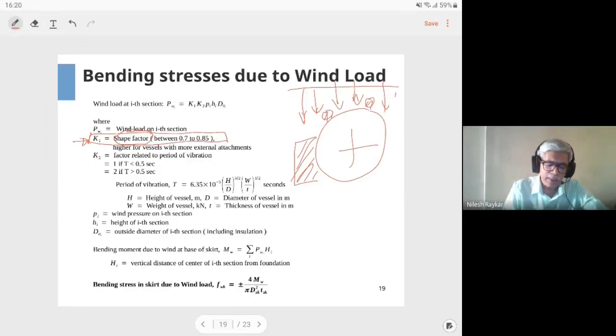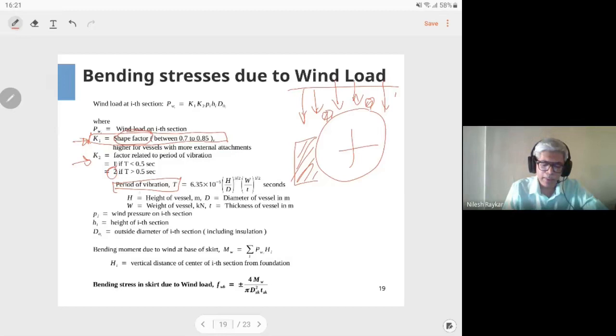The second factor is related to the dynamic response of the vessel when it is subjected to wind loads. Again, there are detailed calculations. What you are looking at here is one of the simple or preliminary checks. If this check passes, then there is no need to do the detailed dynamic analysis. For doing the preliminary check, you need to decide the period of vibration of the vessel. That essentially gives you an idea about the stiffness of the vessel. Depending on the period of vibration, the factor K2 is either 1 or 2.